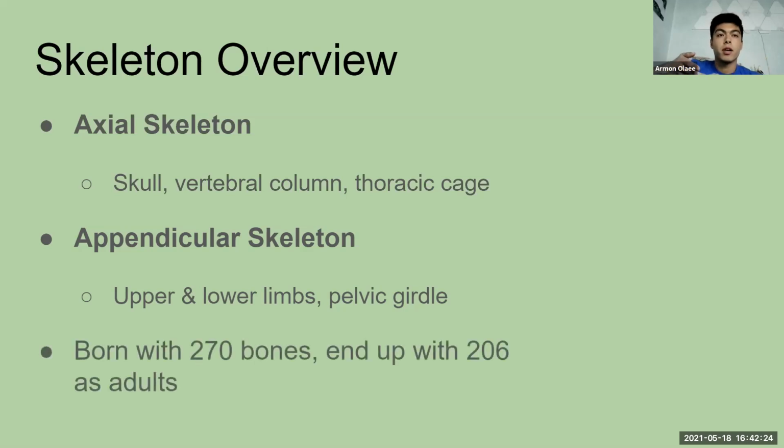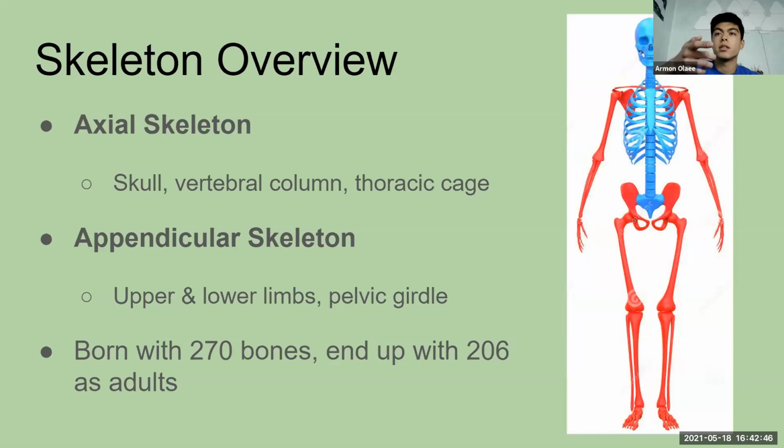When you are born, you are actually born with 270 bones, but then you end up with 206 as adults. As you're growing up and aging, your bones start to fuse together. For example, the bones in your skull or your hip bones fuse together as you grow older, which in the end leaves you with fewer bones when you're an adult. As we can see in this image, all the bones towards the midline and the center, which are in blue, consist of your axial skeleton, and all your appendages and limbs are your appendicular skeleton.